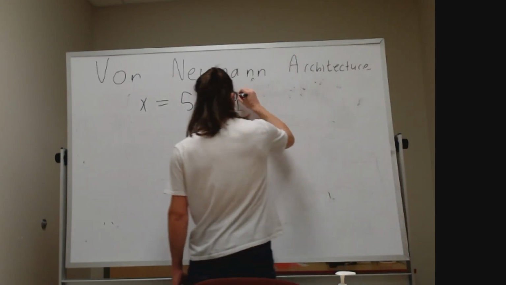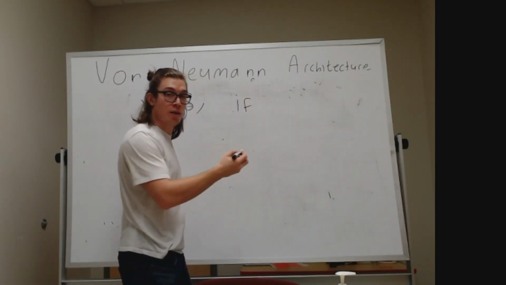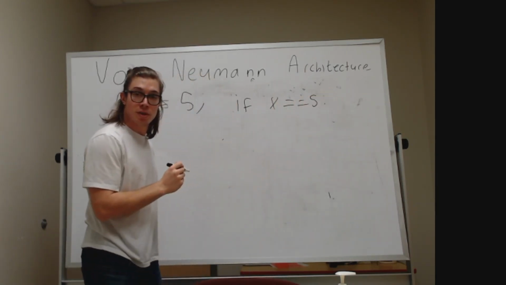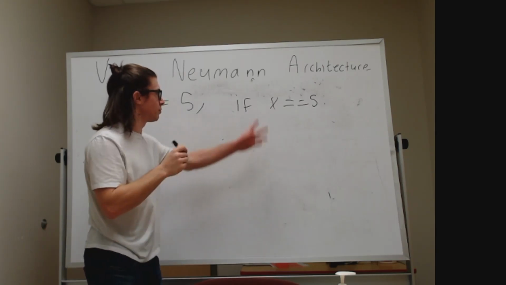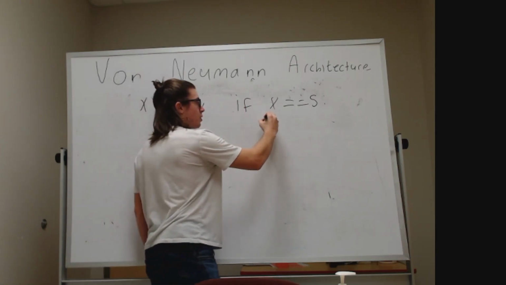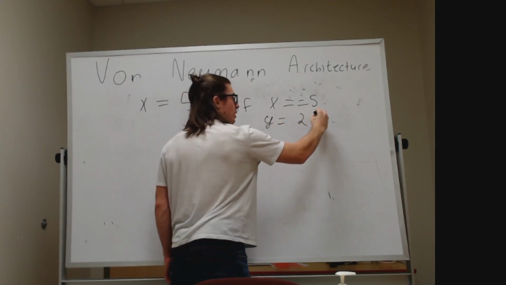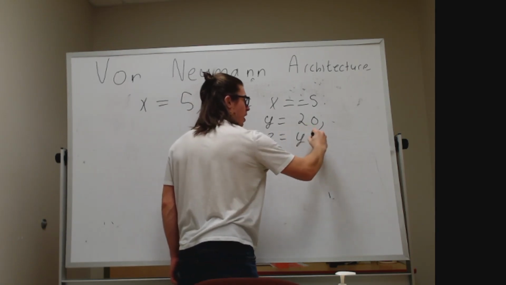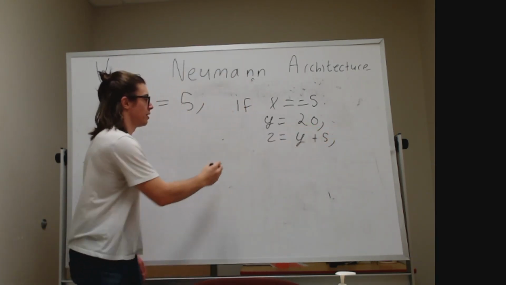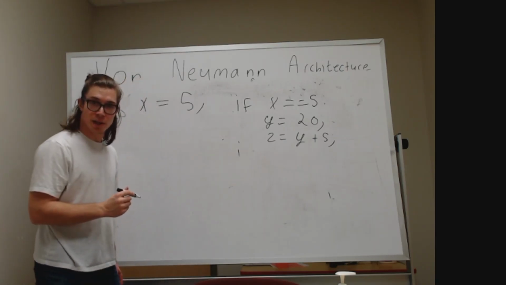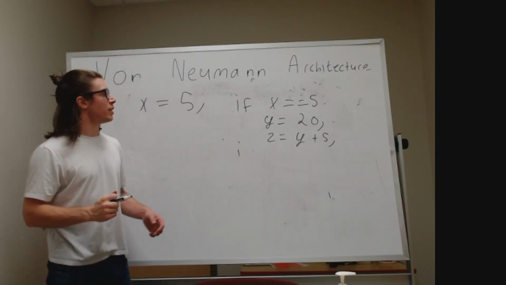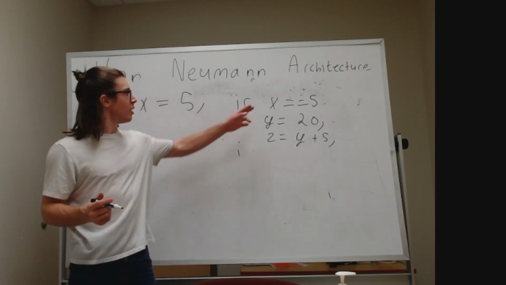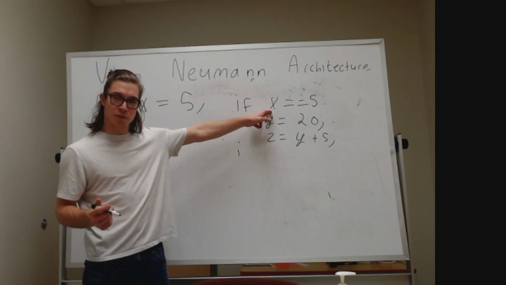For those of you who haven't programmed before, in Python we could write something like if x is equal to 5, and then we'd put a colon, and then we'd write other instructions. So I could say y equals 20, z equals y plus 5. And that is where our if ends. So what this would look like is, if we have jump if equal to 0, we can say load the number for x into one of our registers.